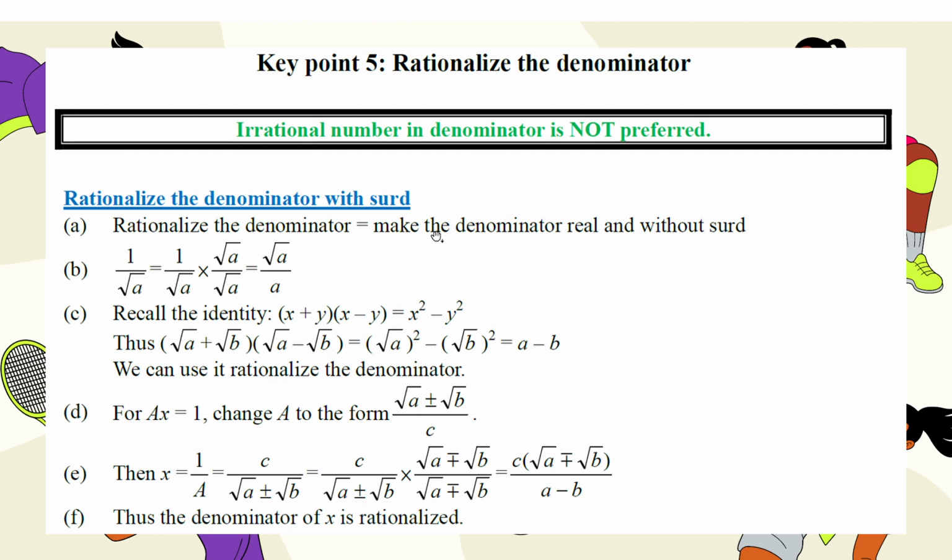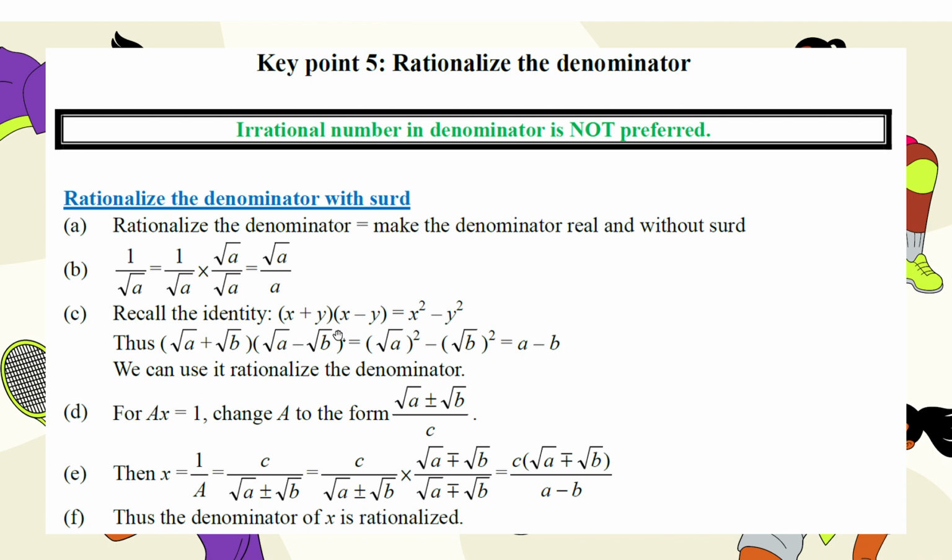Rationalizing the denominator makes the denominator a real number without a square root. How to do it? For example, 1 over square root a. We sacrifice the numerator. Multiply it by square root a over square root a. The denominator becomes a and the numerator becomes square root a. But square root a is okay in the numerator, I don't divide by it. It's just a number. An irrational number is okay.